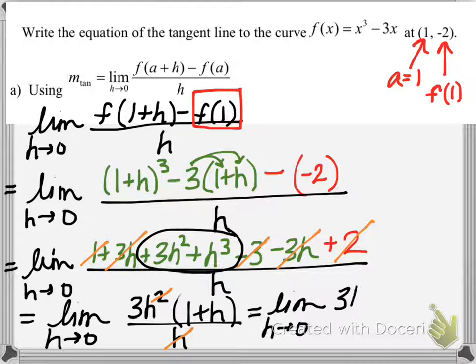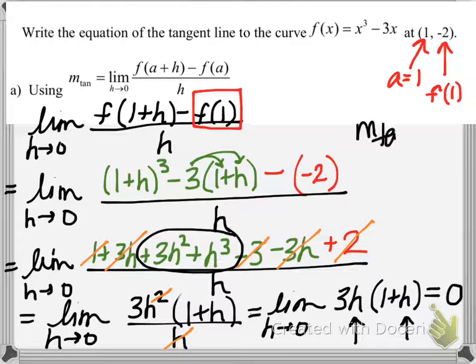But we're close. Now we have the limit as h approaches 0 of 3h times the quantity 1 plus h, which allows us now to do direct substitution and substitute 0 in place of h, which will leave us with a final answer of 0. So this tells us that the slope of our tangent line at the point 1, negative 2 is 0.